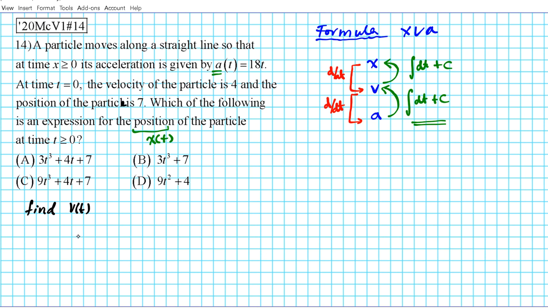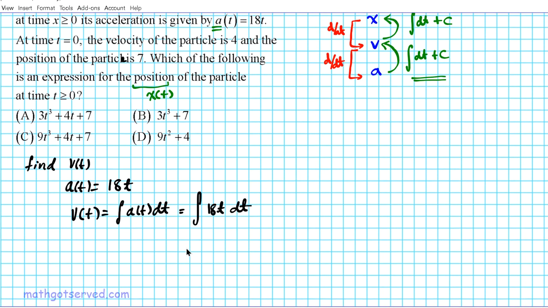Alrighty, so starting from acceleration, we know that the acceleration function is 18t. So the velocity, as we can see from our guide over here, is the integral of our acceleration with respect to time. So we're going to integrate 18t dt. Alrighty, so if we integrate that, we're going to get v of t equals 18t squared over 2 using the power rule for integration. And don't forget that c, because this is an indefinite integral problem.